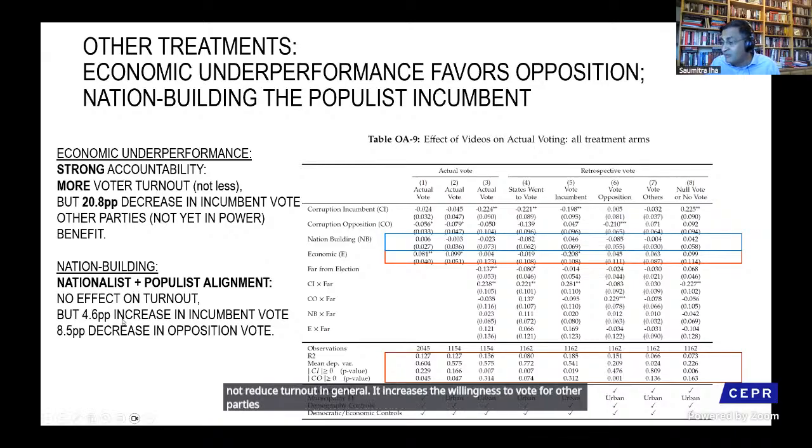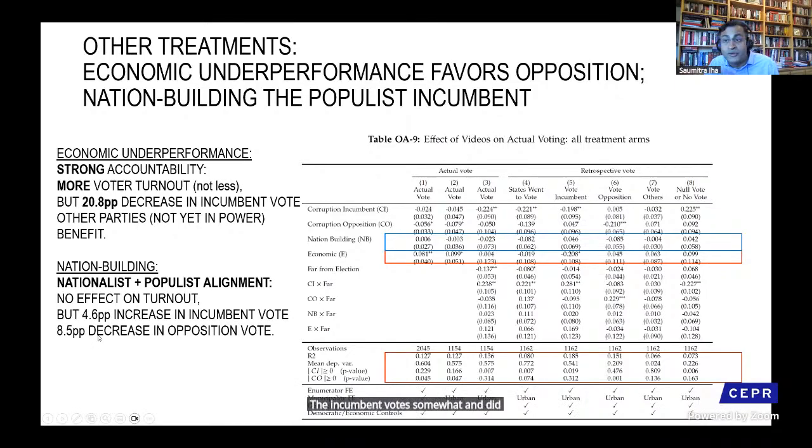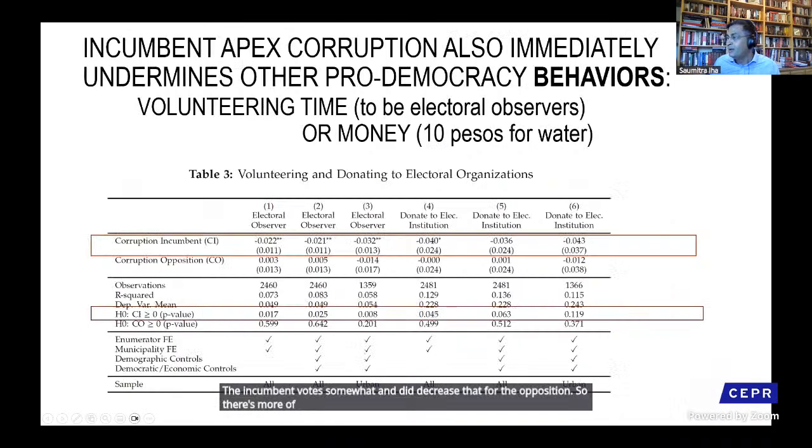The nation building video again had no effect on turnout on average, but it did increase the incumbent vote somewhat and did decrease that for the opposition. So there's more of an alignment there.